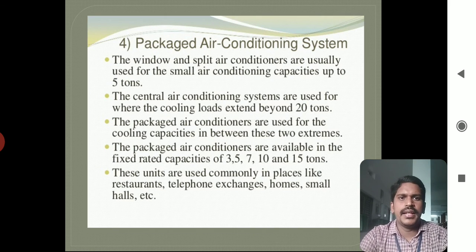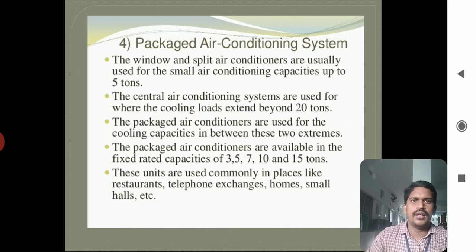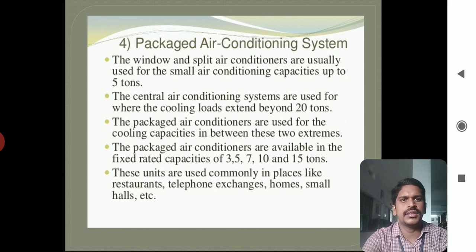What is the definition of packaged air conditioning system? The window and split air conditioners are usually used for small air conditioning capacity up to 5 tons. The central air conditioning systems are used for cooling loads extending beyond 20 tons. The packaged air conditioning systems are used for the cooling capacities in between these two extremes, that is, the window and split systems and the central air conditioning system.